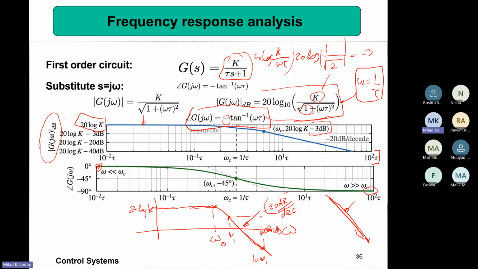And what will happen exactly at the pole location? The pole location is omega 1 over tau, right? At that location, omega tau is 1, and tangent inverse of 1 is negative 45 degrees. So we know that always at the pole location, the phase is negative pi over 4.